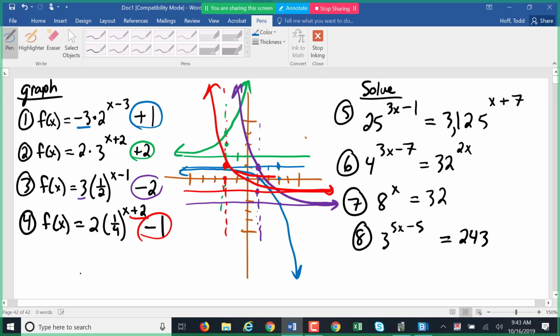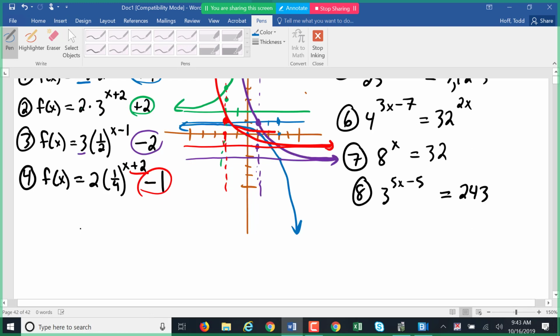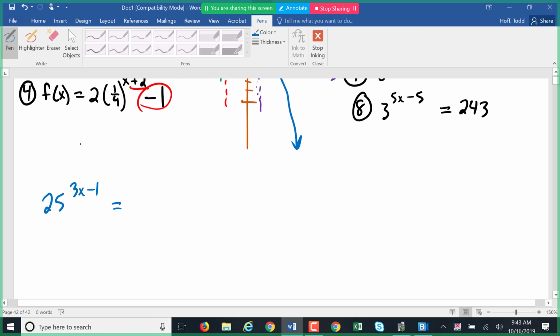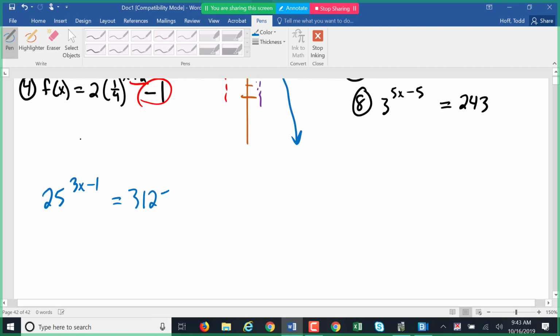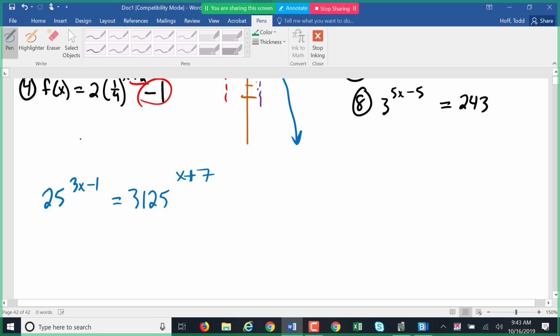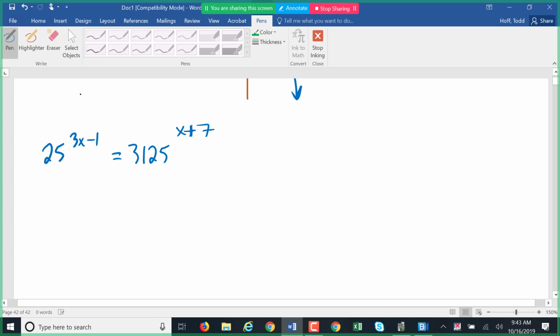Solving these equations. I'm going to start out with 25 to the power of 3x minus 1 equals 3125 to the power of x plus 7. As we look at these, I kind of did these in reverse order, did the most difficult ones first. What we need to do is find a common base for that exponent. Both of these can be broken down as powers of 5.